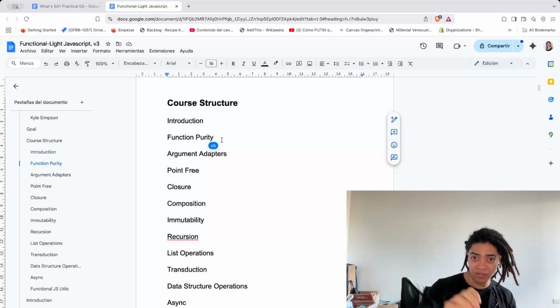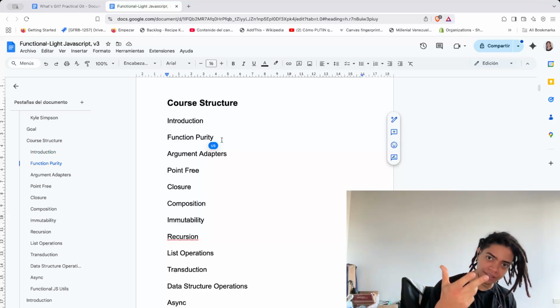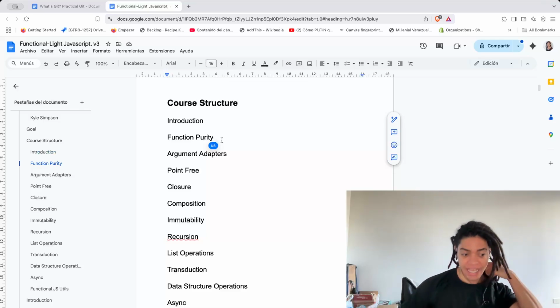So for those cases, to make our functions pure, not only must the function also return something, but the relationship between the input and the output must also be explicit in the function name.